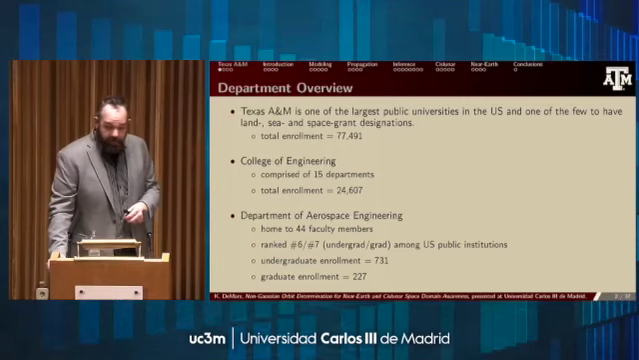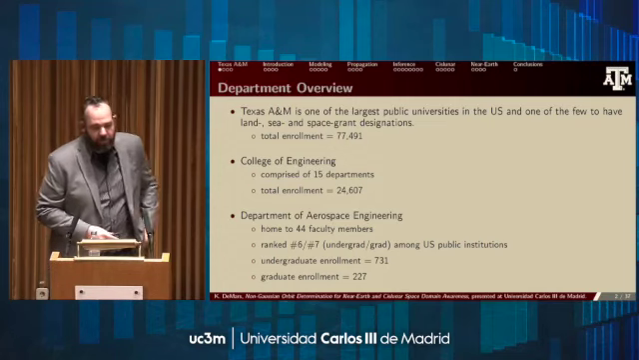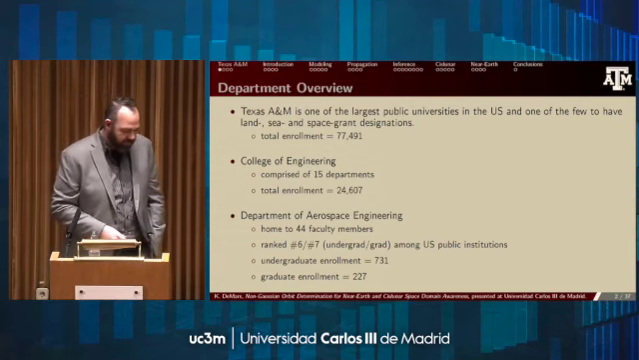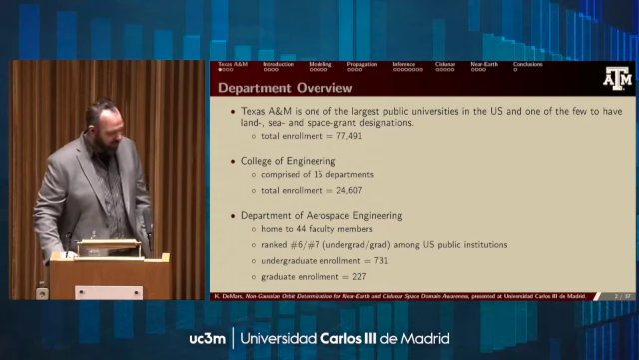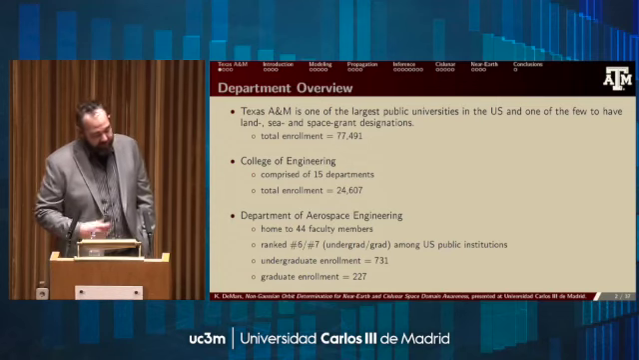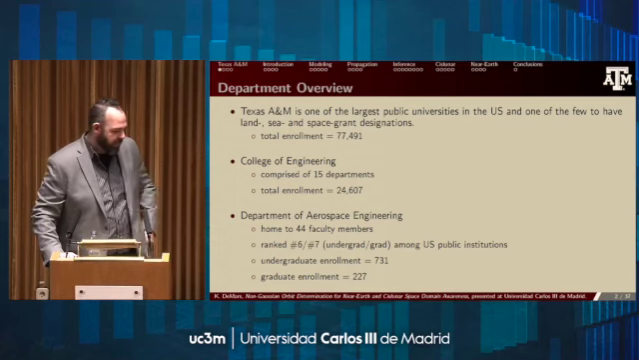So A&M is one of the largest public universities in the US. It's also one of the few universities to have a triple designation as a land, sea, and space grant institution. Currently, we have a total enrollment of about 77,000 students on campus. In the College of Engineering, we have about 24,000, on our way to 25,000 engineering students. This is undergraduate through PhD.